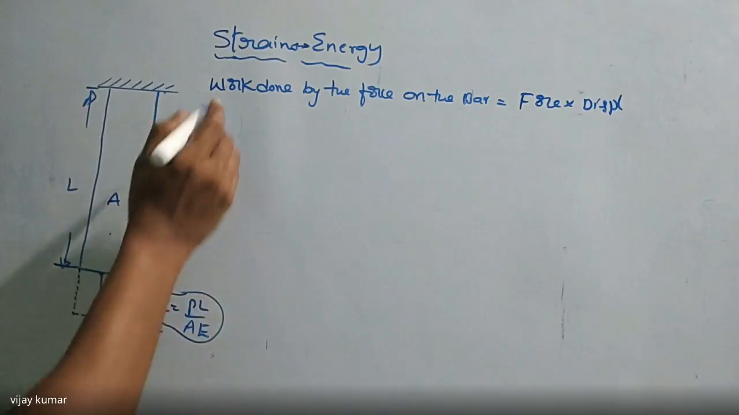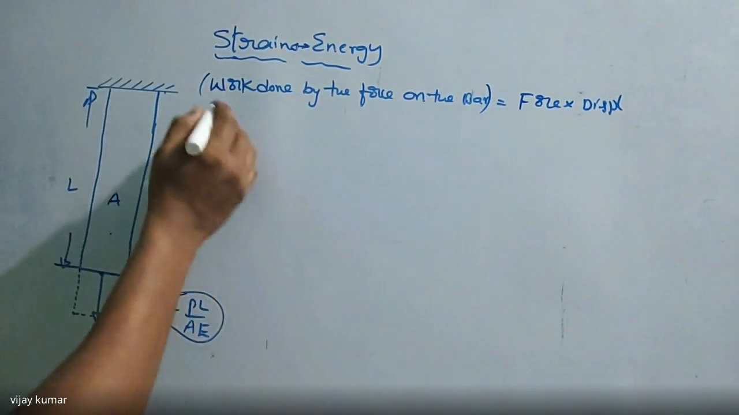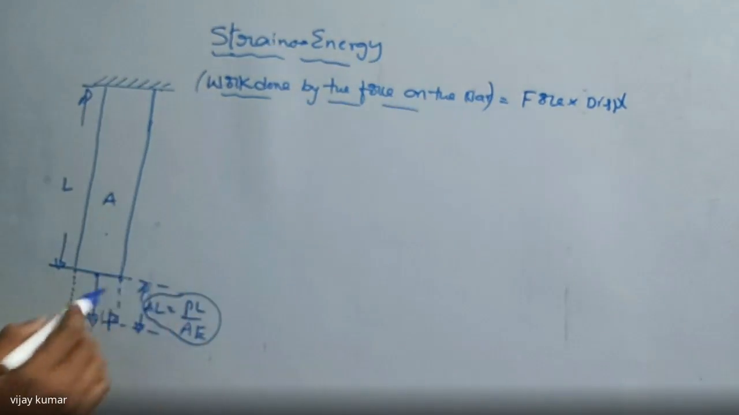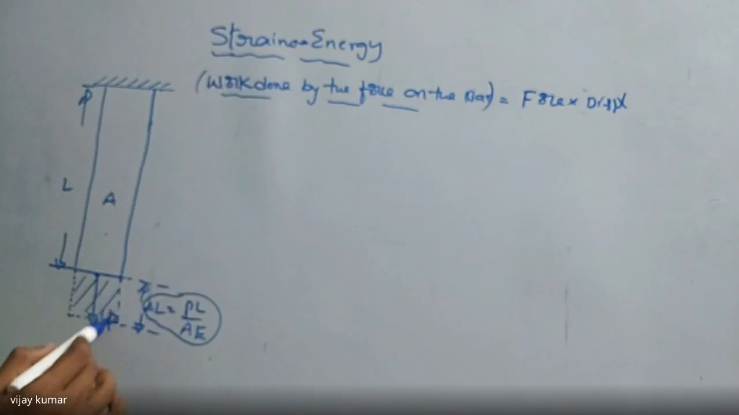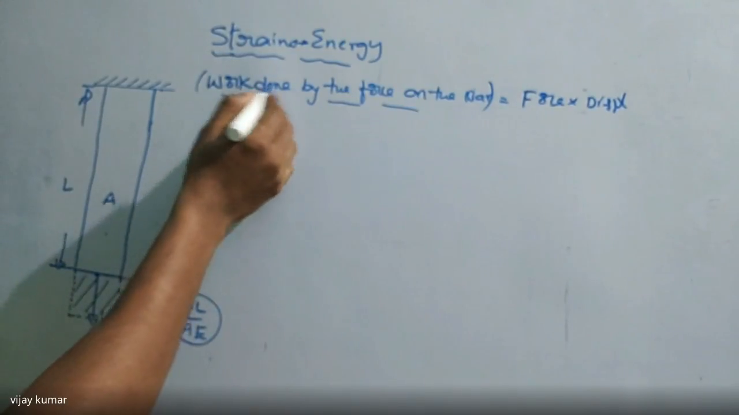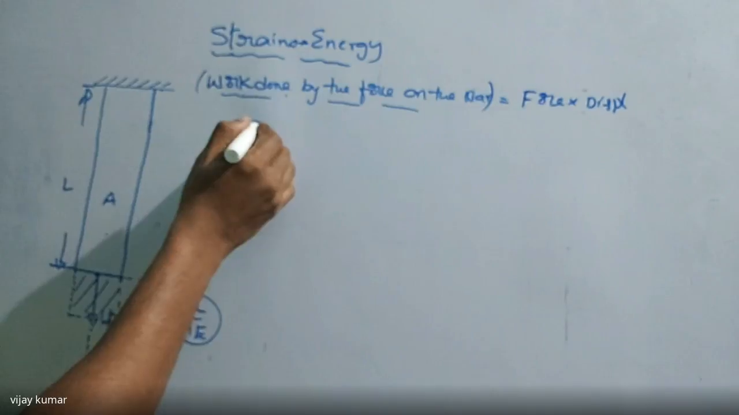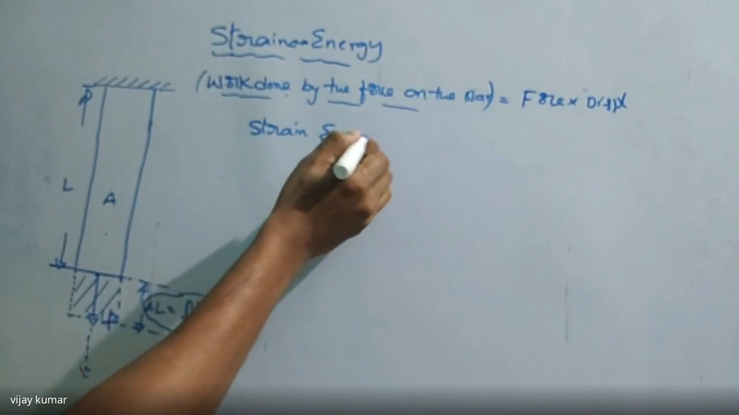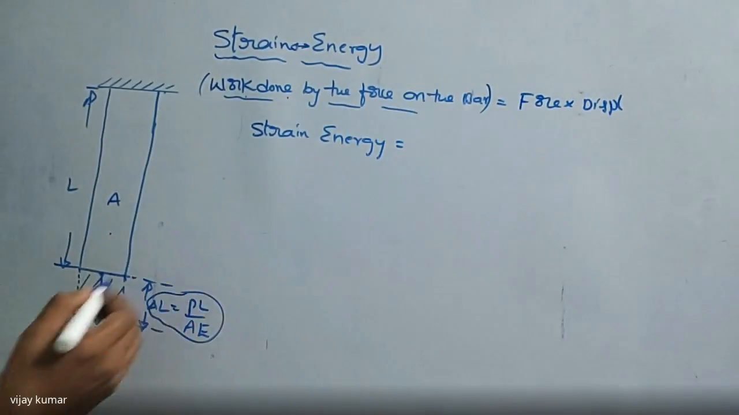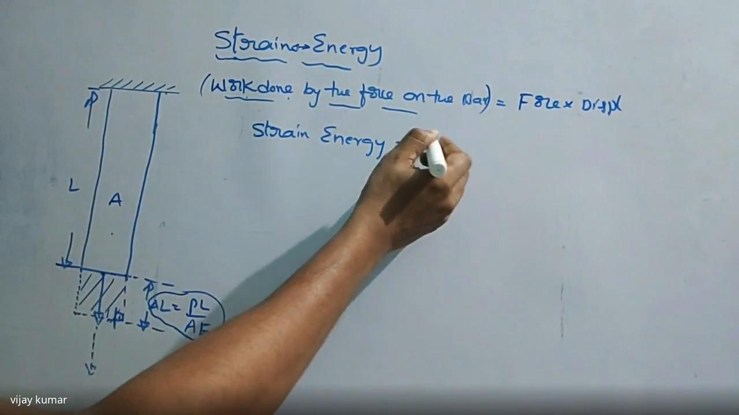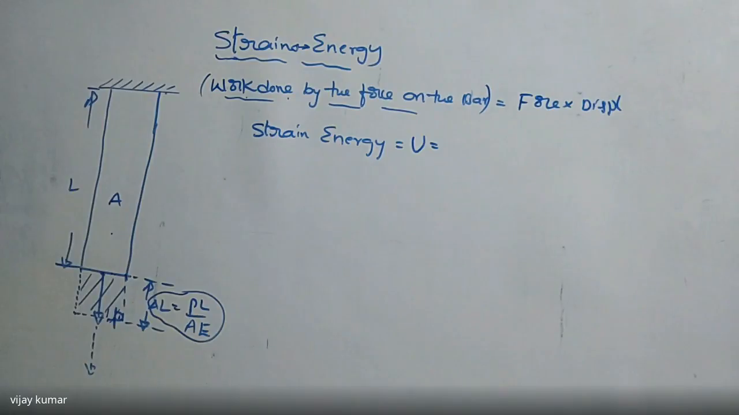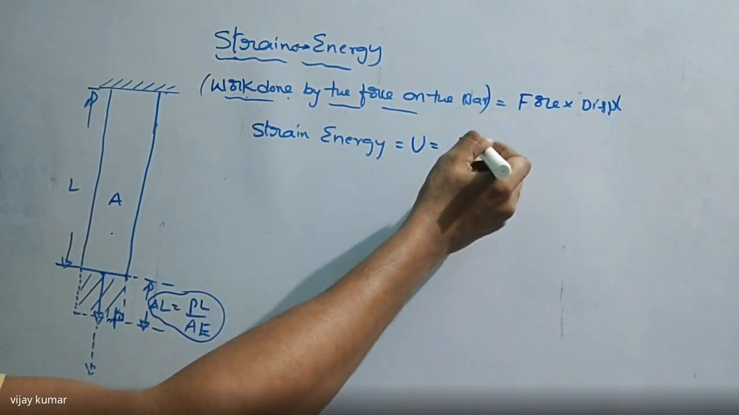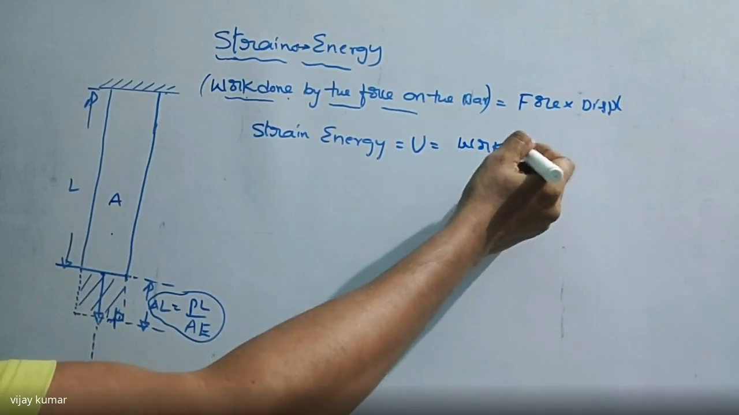Now, what is the work here? Work is a form of energy. So, this is the energy which is stored in the material, which is under deformation. It is also named as work done or work energy. It is also named as strain energy. Strain energy is also stored in this material in the form of work energy. So, strain energy is equal to work energy here.